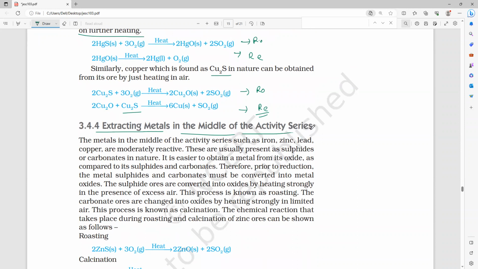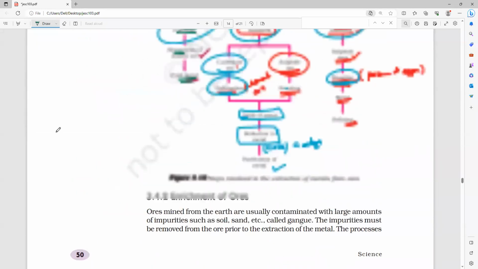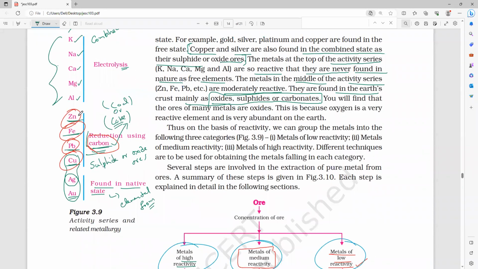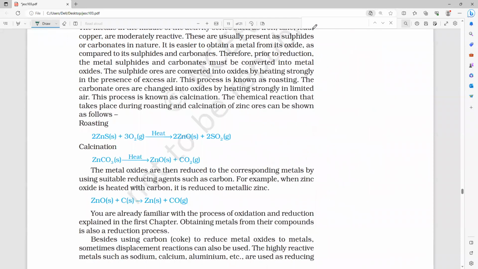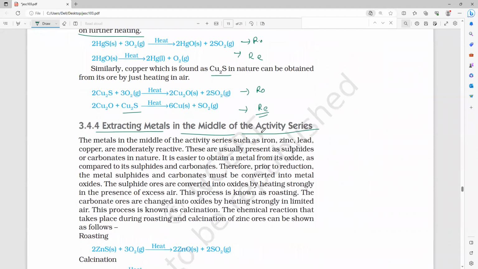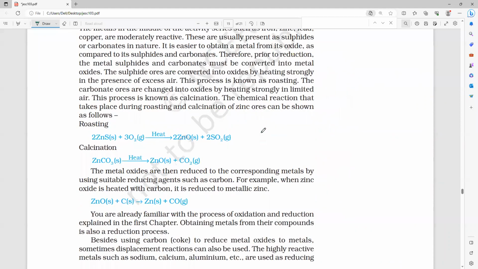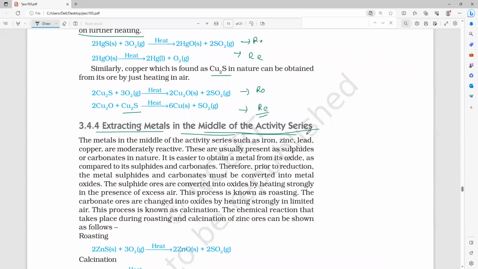Extracting metals in the middle of the activity series. What is in the middle of the activity series? Zinc, iron and lead. Copper is already over, we have considered it. Even lead you can leave. If it is middle, only consider two examples: zinc and iron ore. That's all it is. So let us start with zinc and iron. Here many steps are involved because they are moderately in the middle of the activity series.